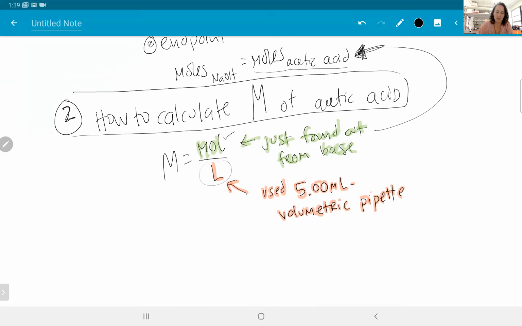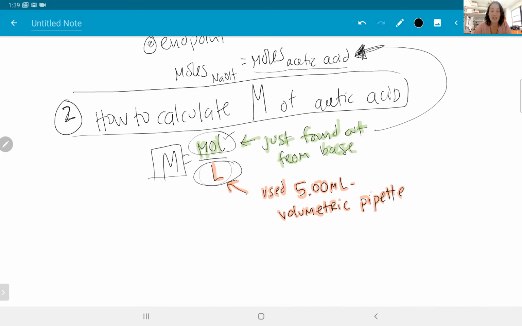And for the volume, we have to think back to the initial volume you're going to put into your Erlenmeyer flask. You're going to use a 5 milliliter volumetric pipette, so you know the volume is 5 milliliters. You have to convert that to liters, because we need it in liters. Then all you have to do is take the moles of acetic acid and divide by the liters of acetic acid, and that's how you calculate the molarity of the vinegar.